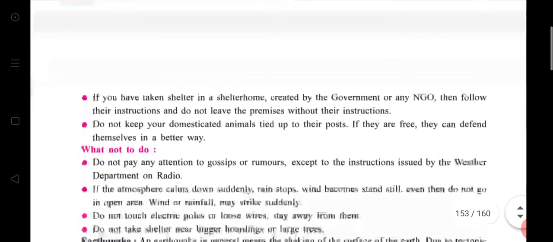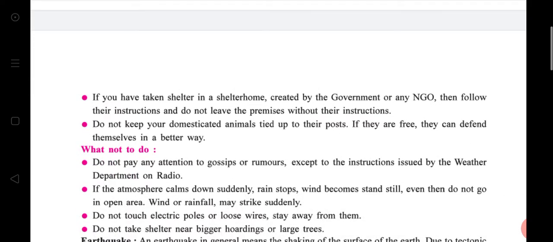Then, if you have taken shelter in a shelter home created by the government or any NGO, then follow the instructions and do not leave the premises without their instruction. That means without their instruction, don't leave the home shelters or any other NGO's building wherever you stay.